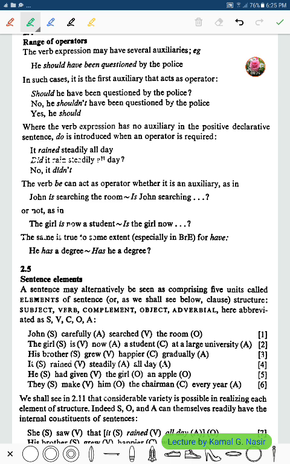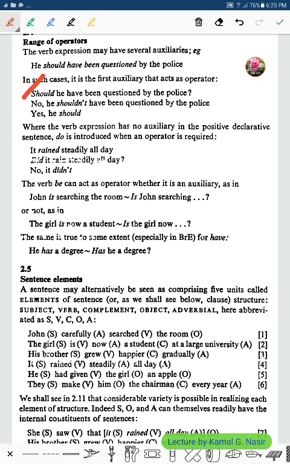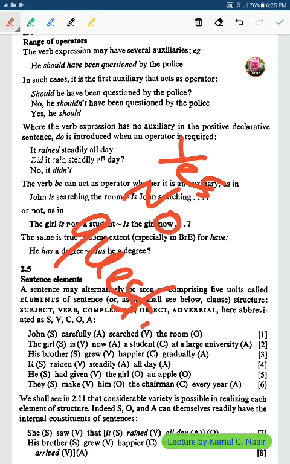Good. In order to make this a question, what do you do? You move this before the subject. It becomes: Should he have been questioned by the police? The answer to this question is either yes or no, and this type of question is called a yes-no question.